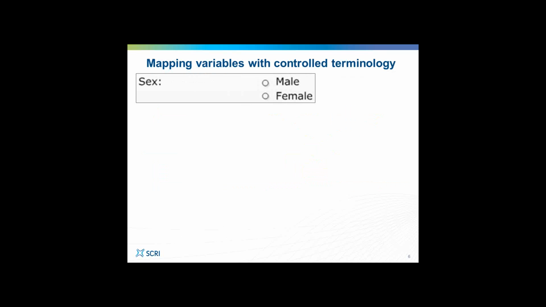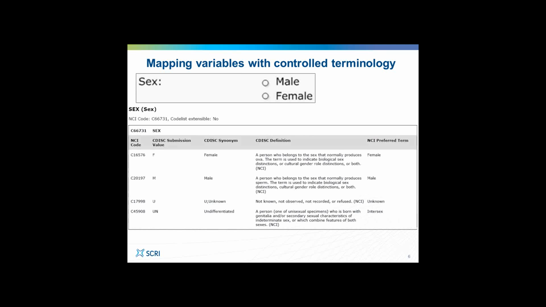The next example is the sex variable. Now, sex, for male and female, you'll have to refer to the control terminology, because in SDTM, for the sex variable, you always associate it with the control terminology for sex. And this is managed by NCI. One of the important parts is you need to check whether the code list is extensible.